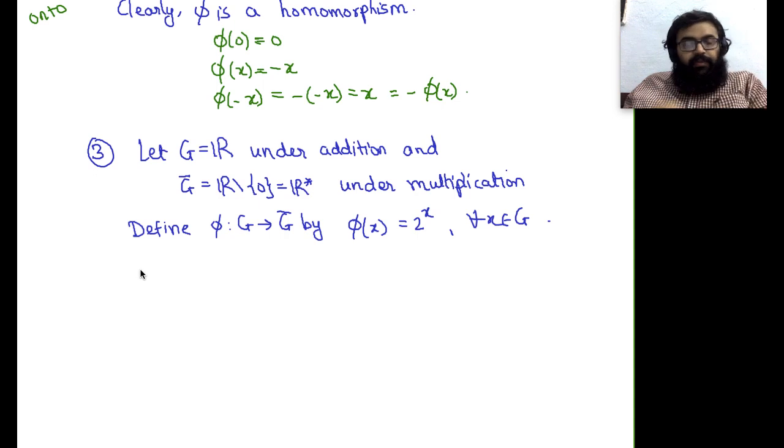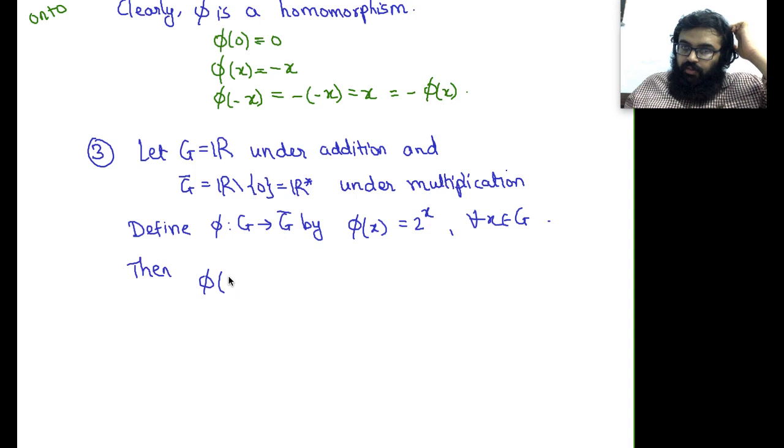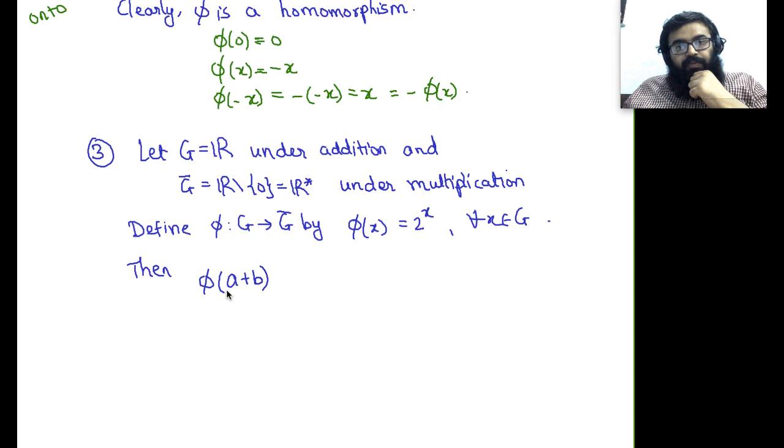Then phi is a homomorphism. What is phi of a plus b? We are considering R with addition, R under addition. So we take two elements, a and b, and take a plus b. As I said, whatever ab was there, it was not actually a product but a star b, where star is a binary operation of G. But here the operation is addition.